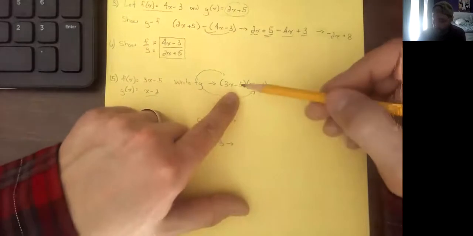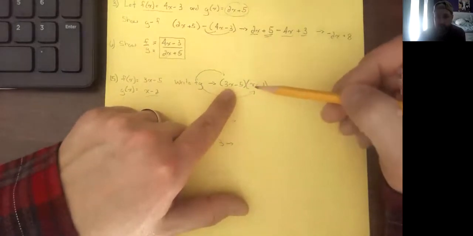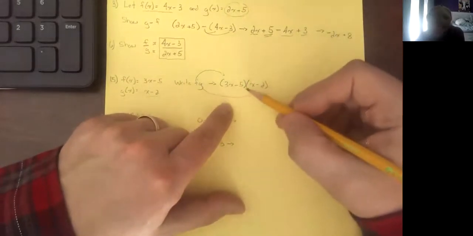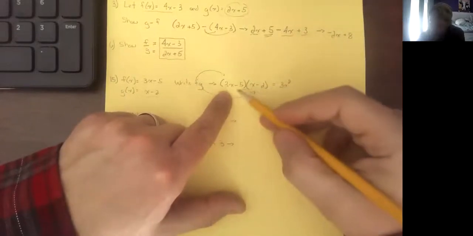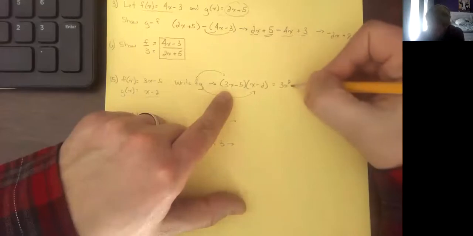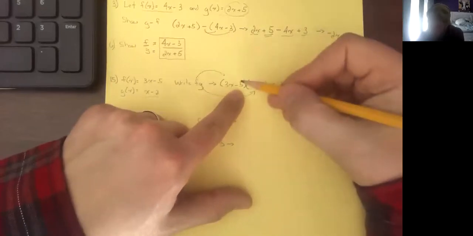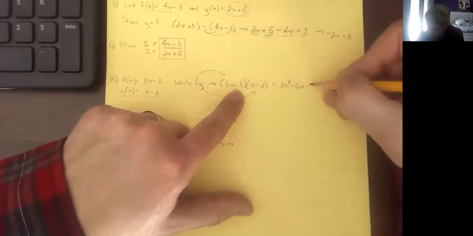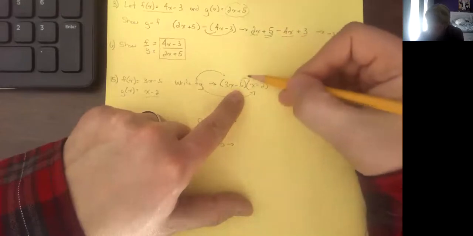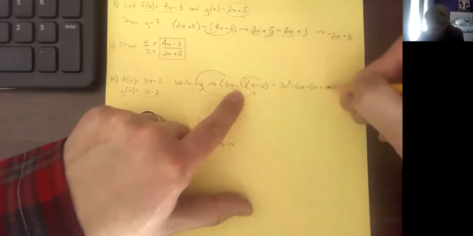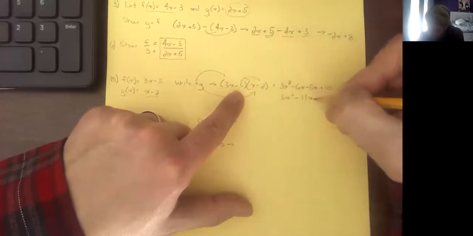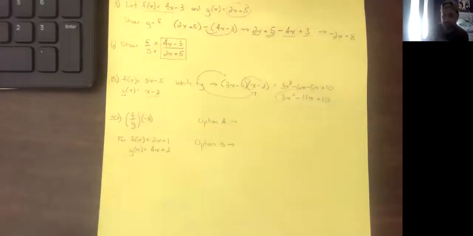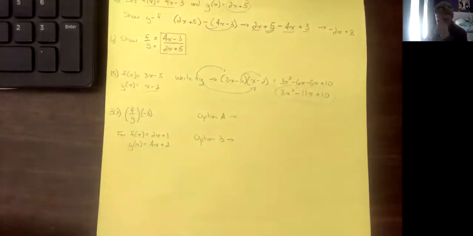So now I just have to distribute this. I have to multiply both quantities. So then I do 3x times x, 3x times a negative 2, negative 5 times x, negative 5 times negative 2. And I just have to combine the middle term, and I'm done. That's what those two multiplied together means.